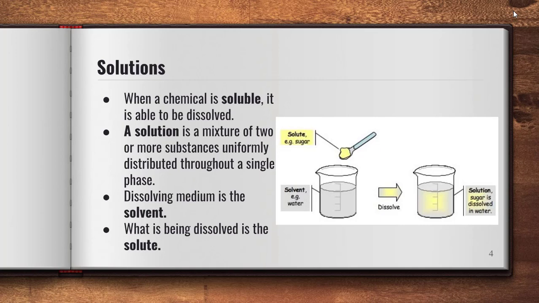Now, when a chemical is soluble, it is able to be dissolved. Some chemicals are what are known as insoluble, meaning that they cannot be dissolved when they are placed in solution. The dissolving medium is the solvent. So in this example, we're looking at water as the solvent. That's what we're dissolving in. What is being dissolved is the solute. That is what you're dissolving. So you dissolve the solute, and the solvent is what you dissolve in. Get it? Makes perfect sense. So for this example, the solute is the sugar and the solvent is the water, and our solution is, well, sugar water.